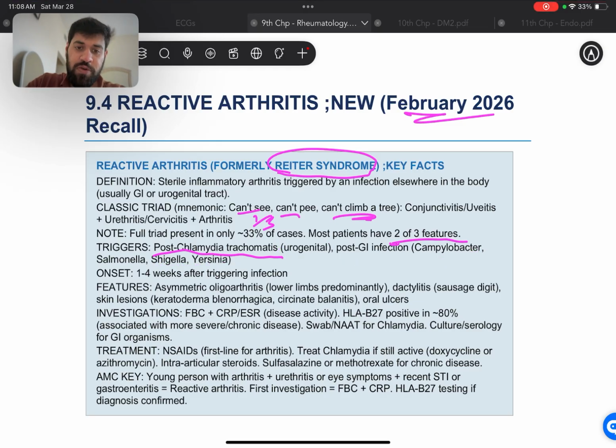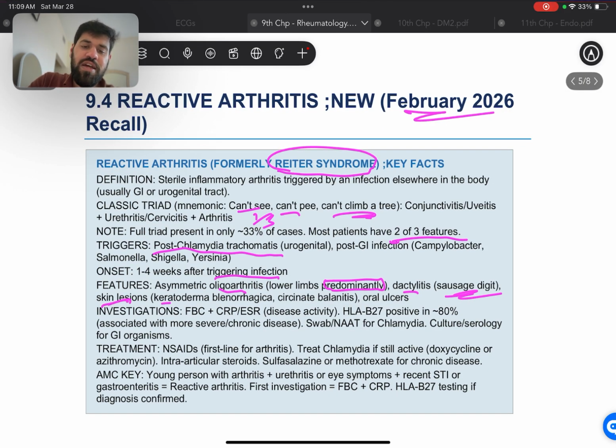Then onset is going to be 1 to 4 weeks after the triggering infection, and features are asymmetric oligoarthritis, so lower limbs are predominantly affected. Then dactylitis or sausage digits, so their fingers inflame and look like sausages. Then there's going to be skin lesions, so keratoderma blennorrhagicum or circinate balanitis, and oral ulcers.